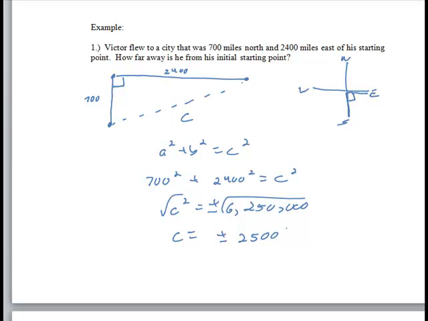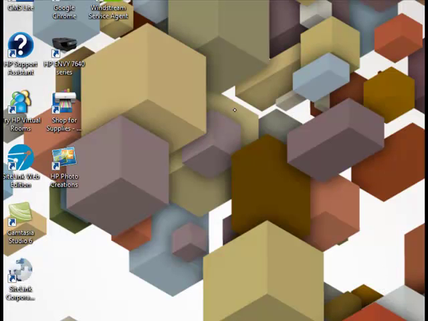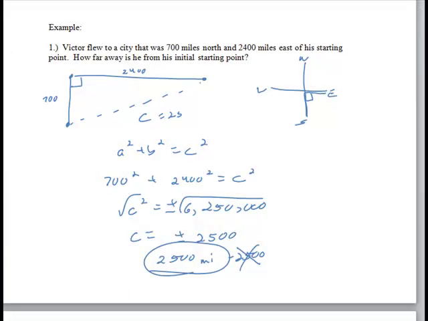Like most quadratic equations, it gives us two solutions, but we have to make sure they both seem reasonable. Our two answers, positive 2,500 and negative 2,500, are possible distances he's away from his original starting point. Well, obviously he can't have a negative distance, so the only reasonable answer is the positive 2,500. Include your units, miles, and make sure it seems reasonable. We said the hypotenuse has to be the longest side of a right triangle, and it obviously is.